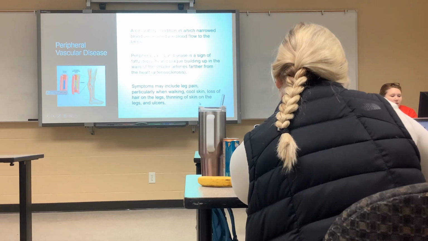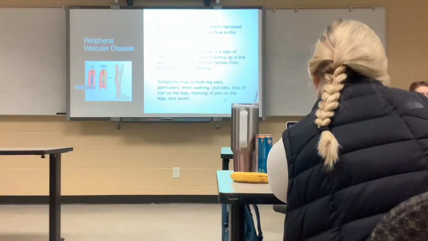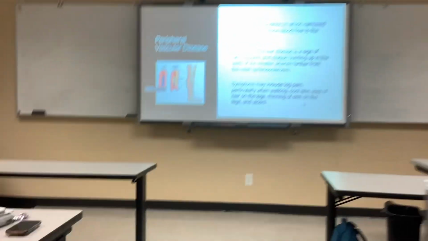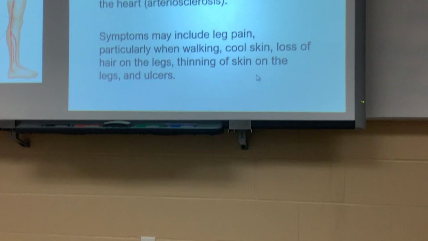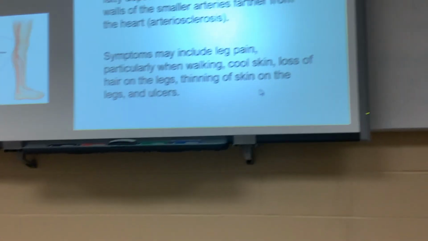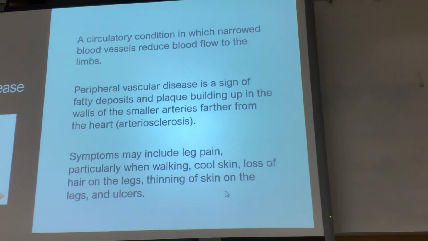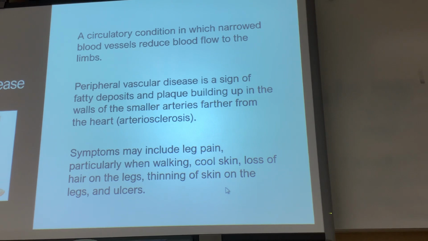PVD is a sign of fatty deposits and plaque building up in the walls of smaller arteries farther from the heart, so like the legs, and that is called arteriosclerosis. Symptoms of this may include leg pain, particularly when walking, cool skin in the affected limbs, loss of hair on the legs or the arms if the arms are affected, thinning of the skin on the legs or arms, and then also they're more prone to ulcers there.